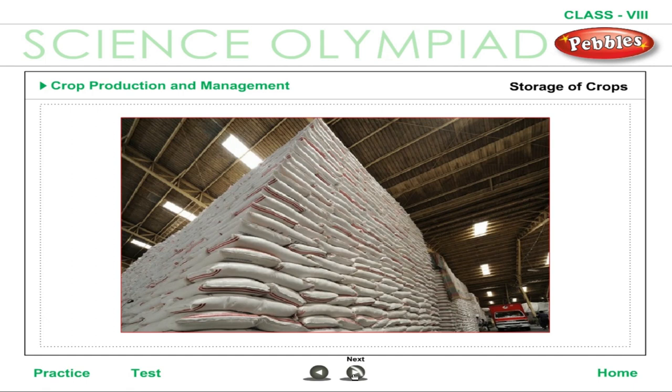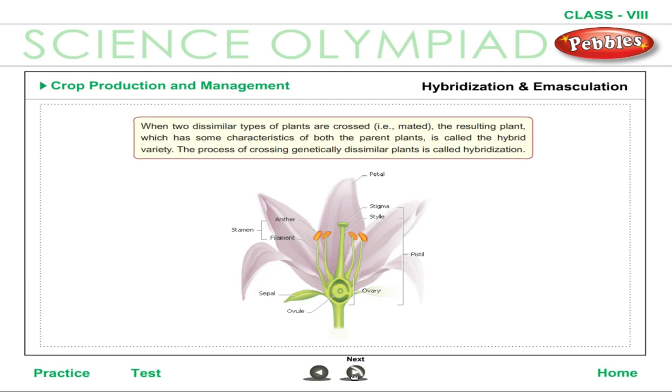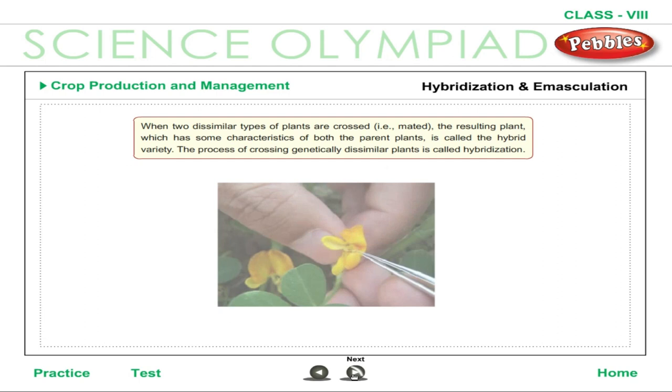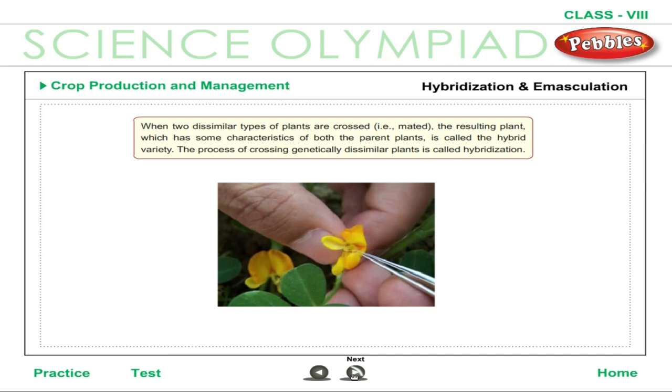Hybridization and emasculation. When two dissimilar types of plants are crossed, that is, mated, the resulting plant, which has some characteristics of both the parent plants, is called the hybrid variety. The process of crossing genetically dissimilar plants is called hybridization. Emasculation is a hybridization technique which involves self-pollination in plants.